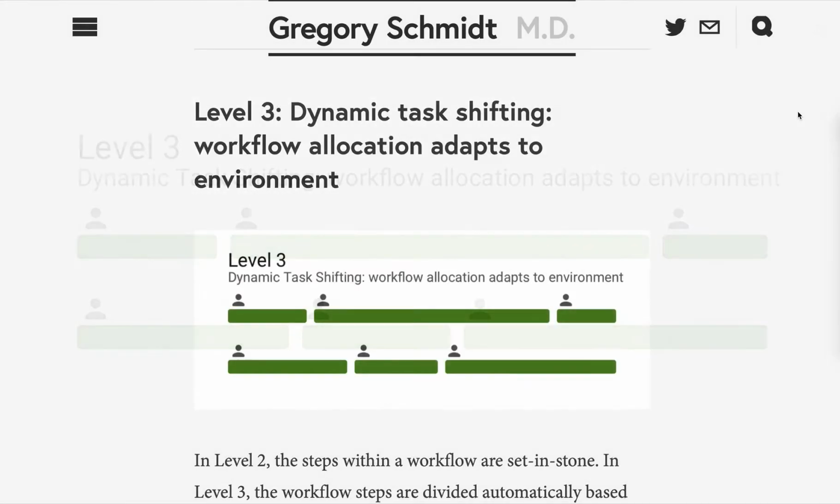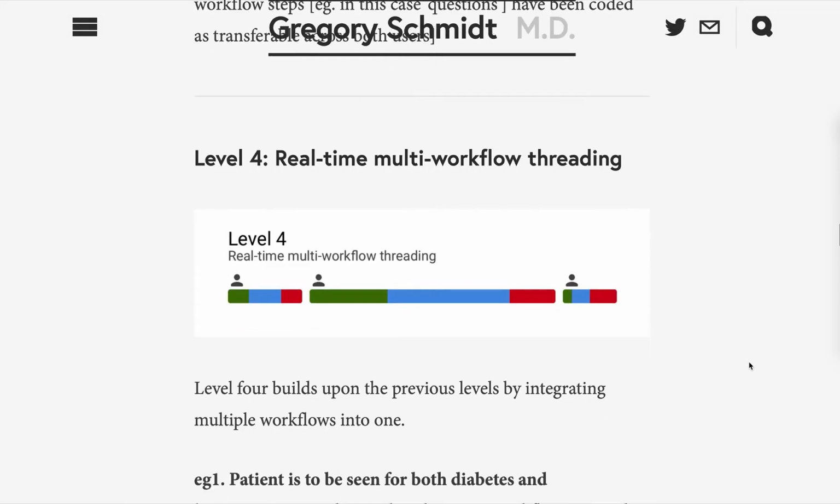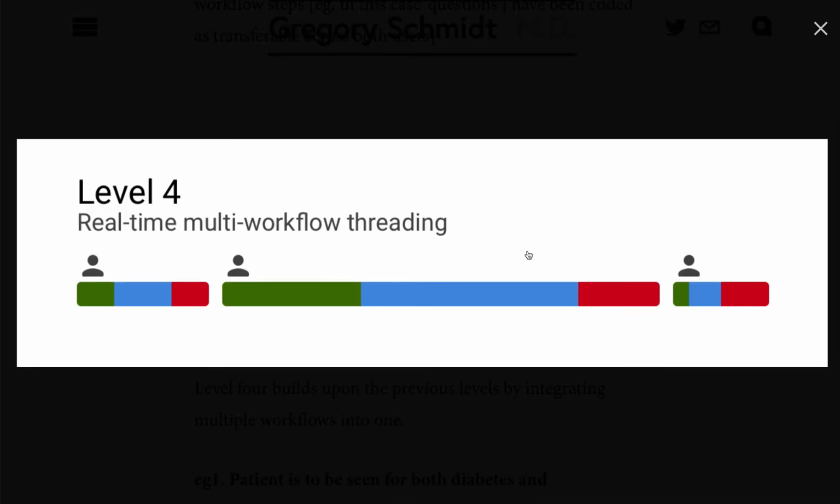And then we move now into level 4. And level 4 is what we want to get to. And this is real-time multi-workflow threading. Let me explain. The more common issue is that a patient doesn't come in just to the hypertension clinic, but a patient might come in and they have both diabetes and hypertension. Now, diabetes has a pre-built workflow, and hypertension has a pre-built workflow.